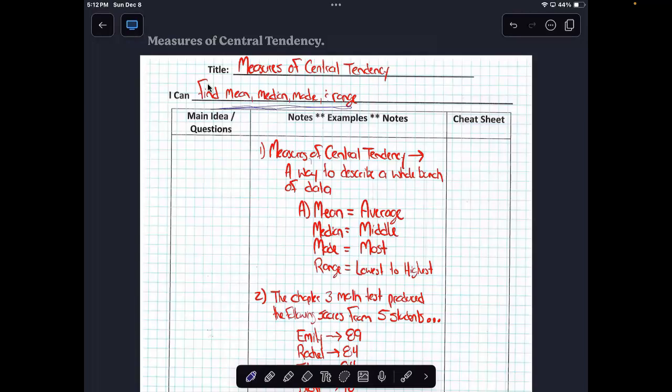What is a measure of central tendency? A measure of central tendency is a way to describe a whole bunch of data. So if you're given a whole bunch of data, there's four different ways we can describe it. We can describe it using the mean, which is the average. We can describe it using the median, which is the middle of the data. We can describe it using the mode, which is the piece of data that occurs the most often. Or we can describe it using the range, which is all of the data listed from lowest to highest.